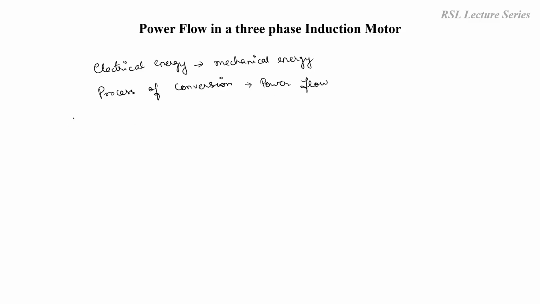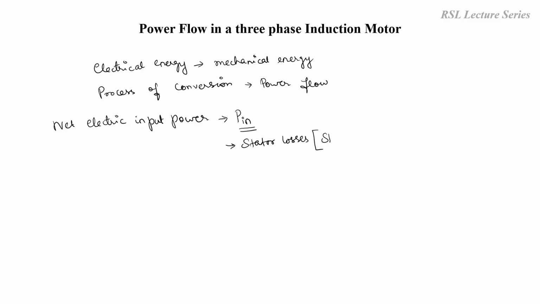First, electrical energy is given as an input. The net electrical input power is initially given to the stator of the induction motor, which is nothing but P_in, the input power given to the motor. Now a part of this input power should supply the stator losses.